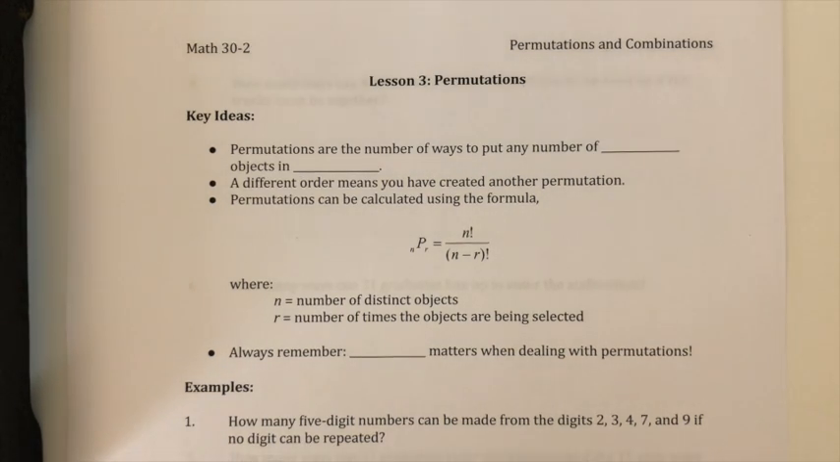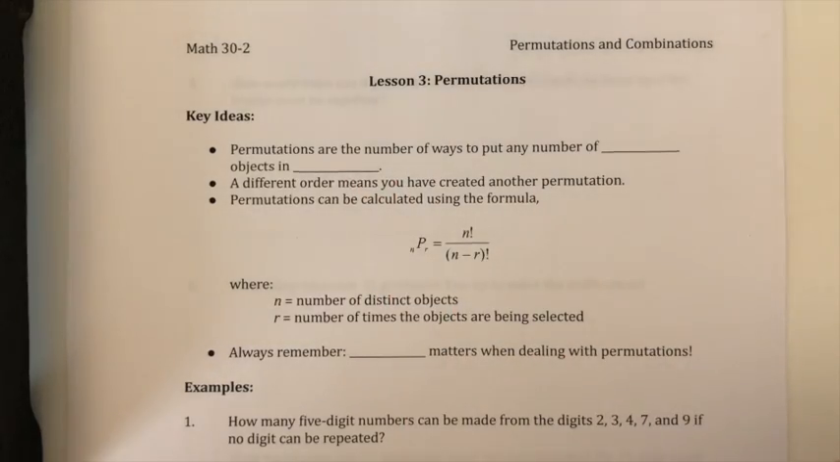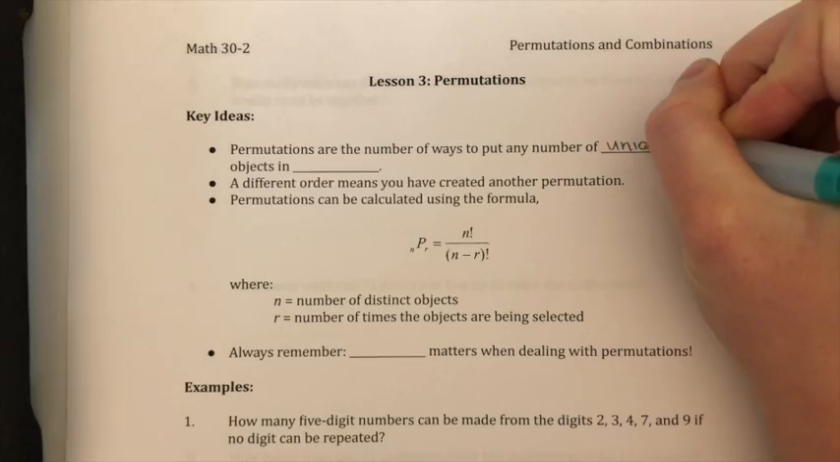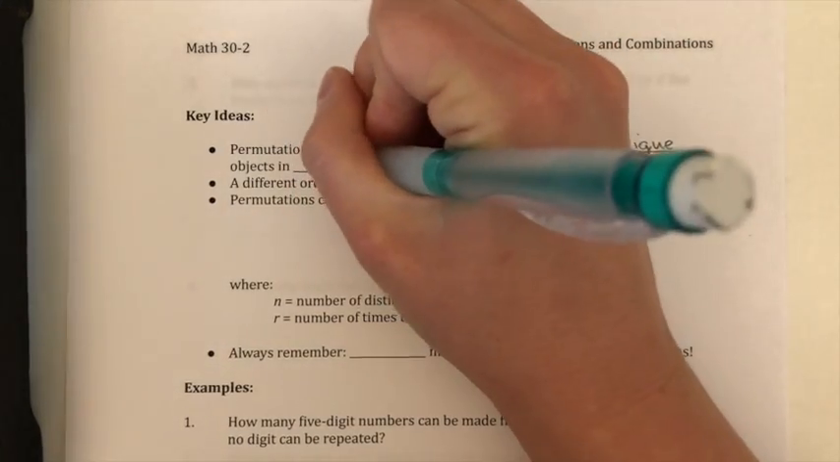All right, lesson number 3 in the permutations and combinations section. We're actually going to talk about what a permutation is. And there's a reason why we did fundamental counting principle first. You're going to see a lot of similarities. But basically permutations are the number of ways to put any number of unique objects in some sort of order.